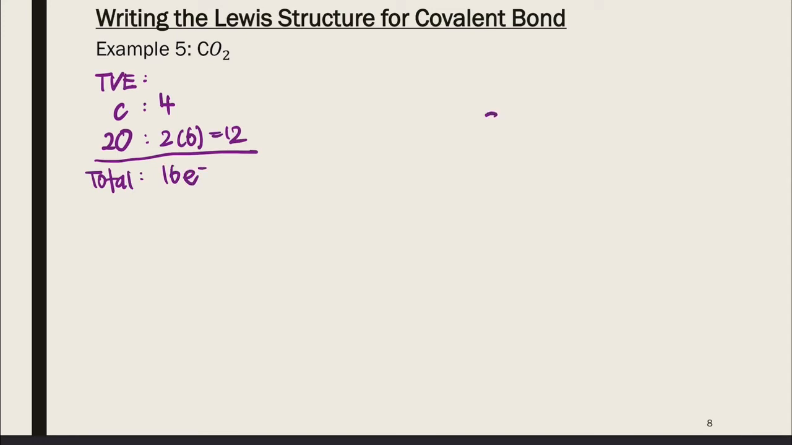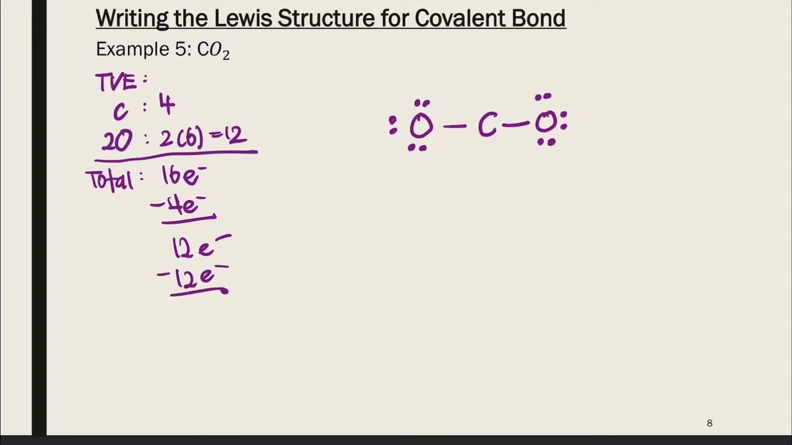So in this molecule, carbon will become the central atom because it is least electronegative. So we use up 4 electrons, so there is balance of 12 electrons. So these 12 electrons will be put on the terminal atom so that the terminal atoms can achieve octet. So when we do this, we already use up all the total valence electron.